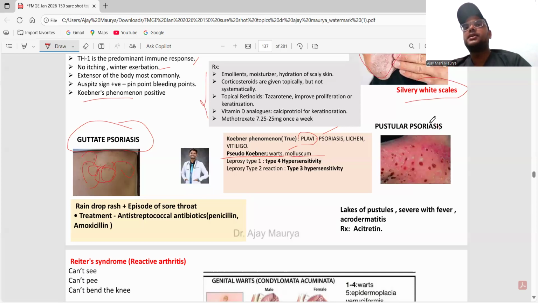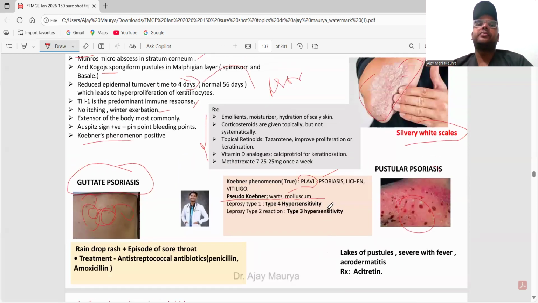Next one is pustular psoriasis, where there are lakes of pustules here. Lakes of pustules, severe, with fever, and there is active dermatitis. Treatment will be acitretin. Okay, done.